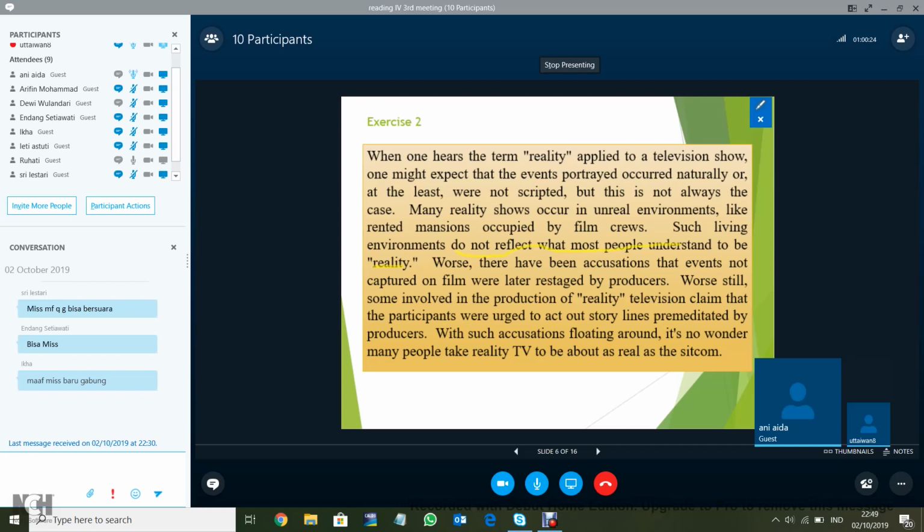Yes, very good. Next, the last one. Floating around, float. Tahu nggak float apa? Float. Float itu kan artinya mengapung. Tapi kalau di sini kan kalau misalnya if you want to make it sound Indonesian, how do you say?